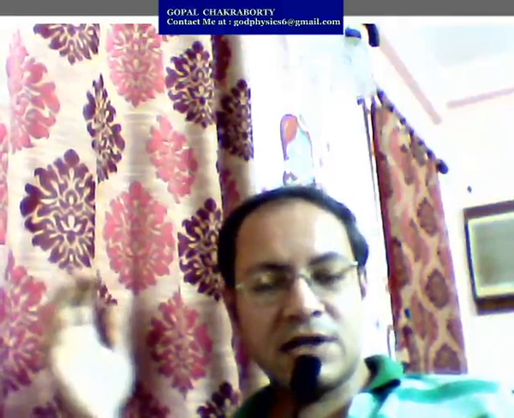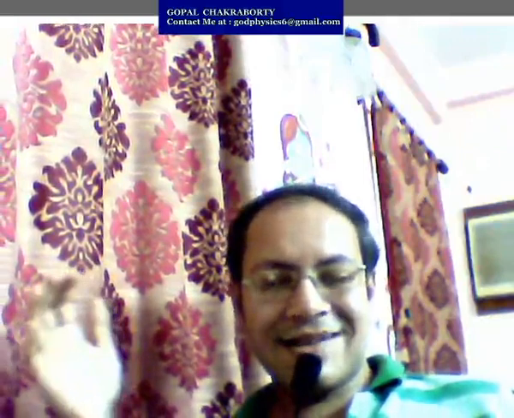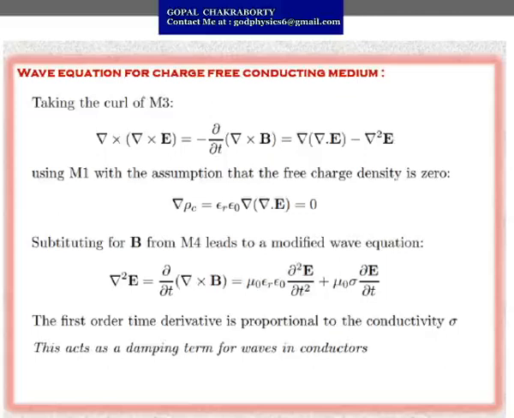Here also, as we know, the four Maxwell's equations are there for the charge-free good conductor. So here I will apply the same procedure. That means we will take the curl of equation number 3 to find the wave equation for electric field. You can see here, taking curl of Maxwell's equation number 3 will give you del cross del cross E equals minus del del t of del cross B.